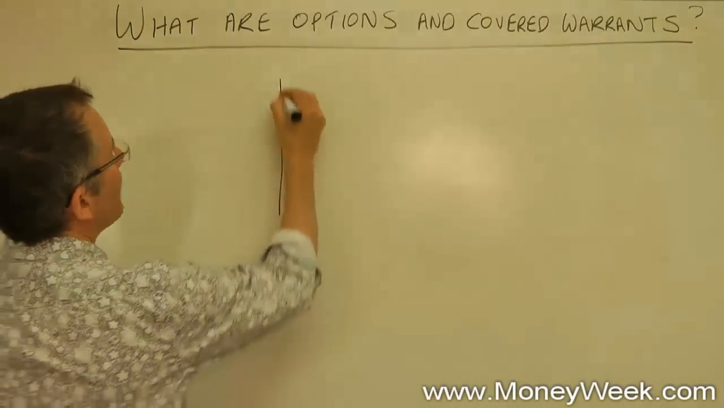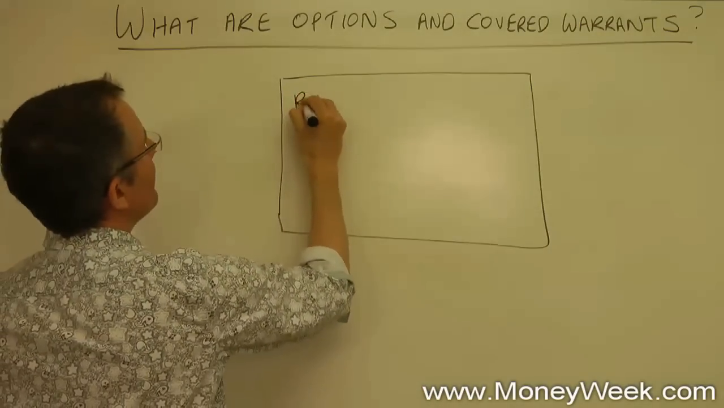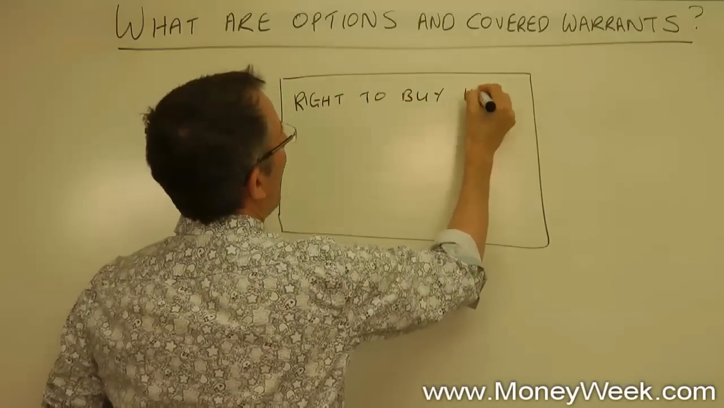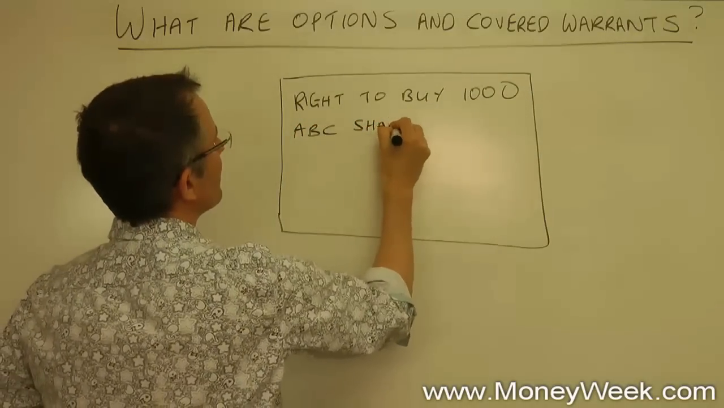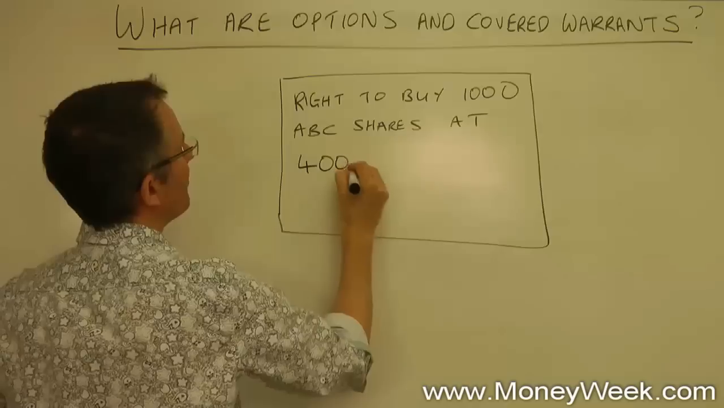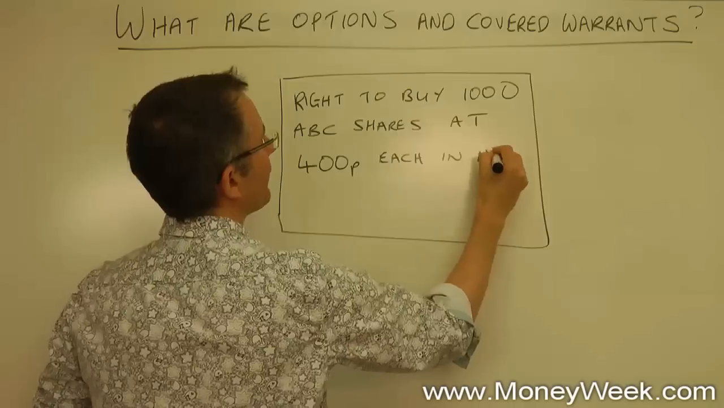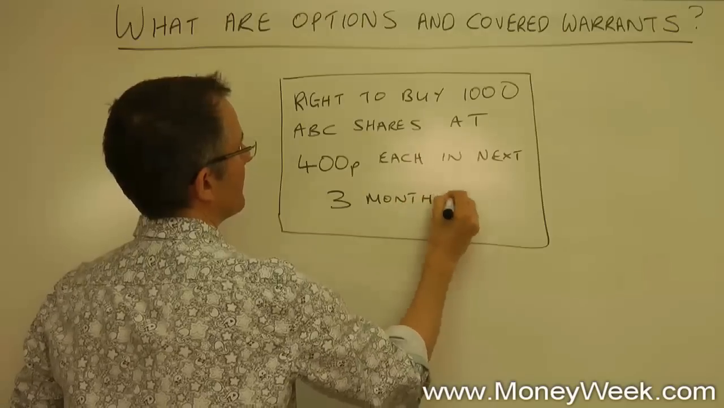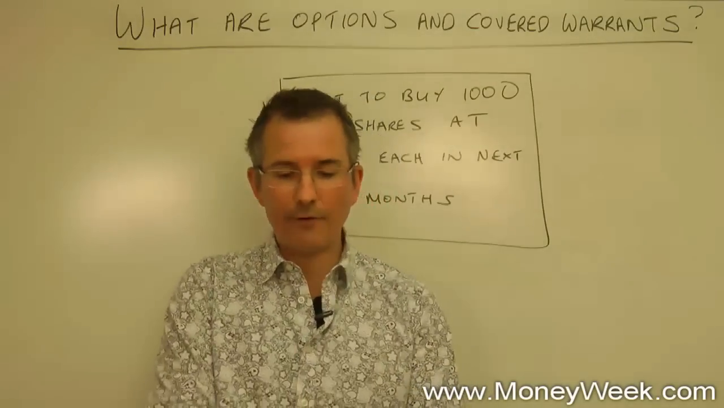So if I was to write out an option on a piece of paper, what sort of language would it use? Well, it might say, this is the right to buy 1,000 ABC shares at £4, that's 400p each, any time in the next 3 months. So that could quite literally be a piece of paper. I could take a piece of paper and write that on it.